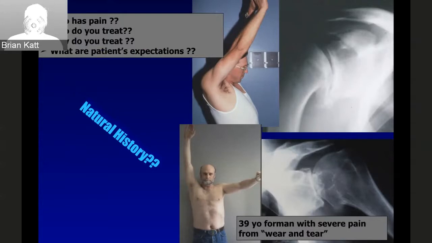Not everybody that has a bad x-ray needs surgery. So I said up here, who has pain, who do you treat, how do you treat them, and what are their expectations? Some of these people will have an awful looking shoulder, but be minimally symptomatic, like this guy on the top here. He has bone on bone arthritis. This is a huge bone spur right here, but he can get his arm up over his head. And then this guy down here also has severe arthritis. He's got a big cyst, which sometimes we see with arthritis, and he can't raise his arm. So you have to talk to people and what they want to do before embarking on a treatment plan.